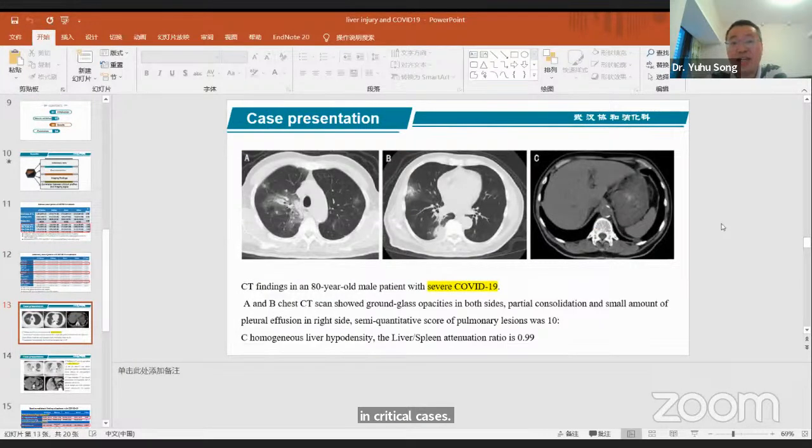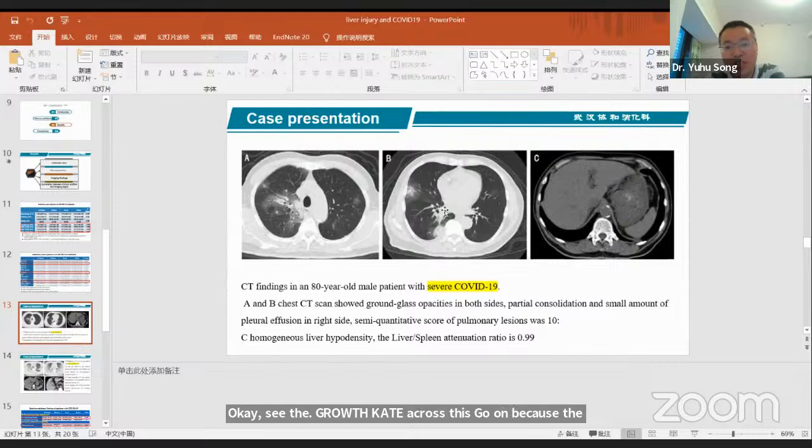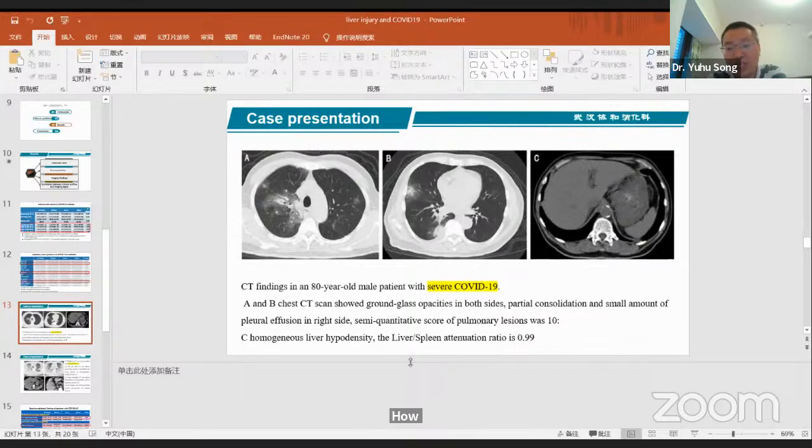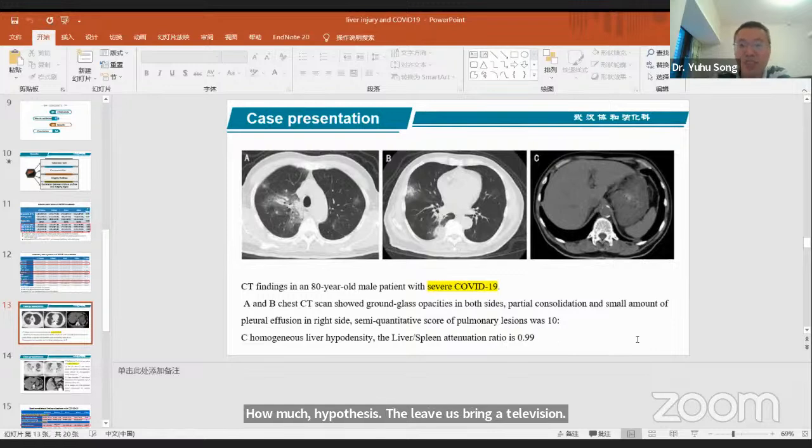Before analysis of the chest and abdominal CT, we can see the case presentations. This patient is 18 years old with severe COVID-19. We can see A and B is a chest CT. We can see ground glass opacity, partial consolidations, and a small amount of pleural effusion. We consider the liver hypodensities, homogeneous. The liver to spleen attenuation ratio is 0.99.